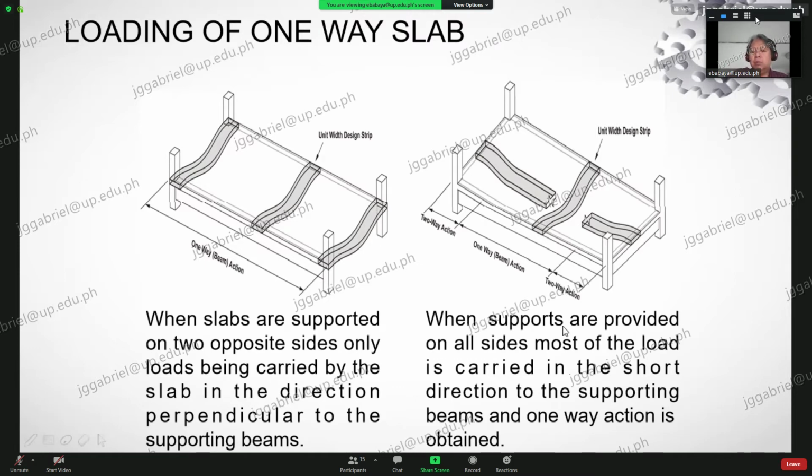It says here, when supports are provided on all sides, okay, most of the load is carried in the short direction. Ito yung short direction to the supporting beams, and one-way action is obtained. So minimal yung support nito, no? Although may two-way action siya, what is prevalent, what dominates is this, no? Yung one-way action. Okay?